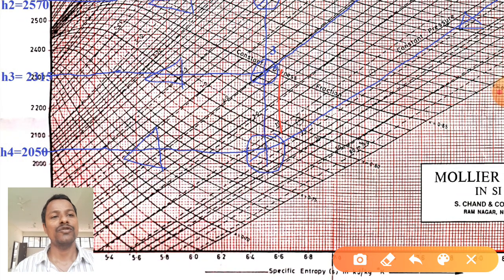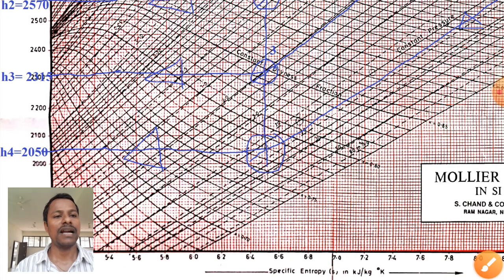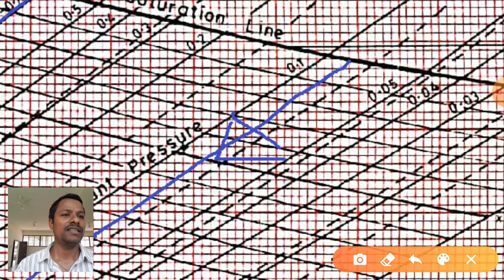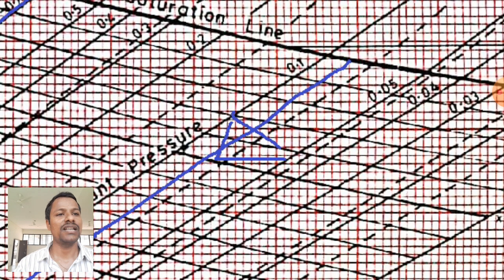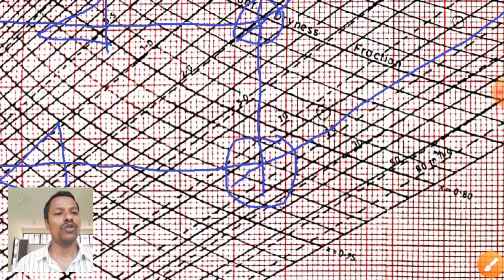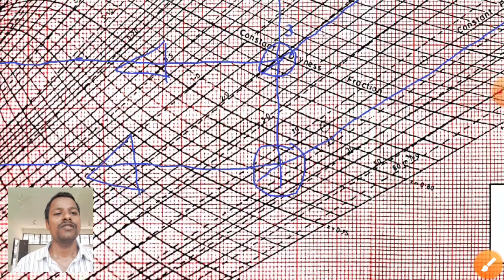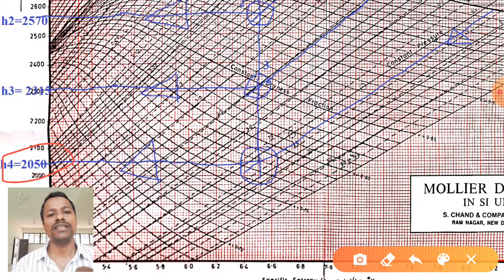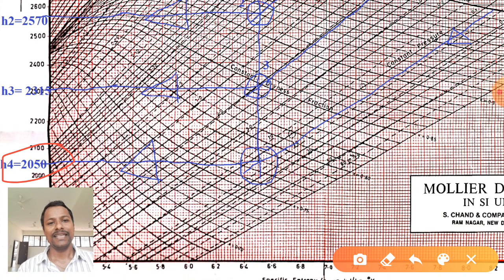Then again the same procedure I will repeat. I will continue to drop a vertical line downward from between 3 and 4, until it cuts the condenser pressure line, that is the 0.08 bar pressure line. Here I have 0.05, 0.1. Wherever both intersect, I have this as state point 4. From 4, I will be able to calculate the H4 value as 2050 kilojoule per kg.